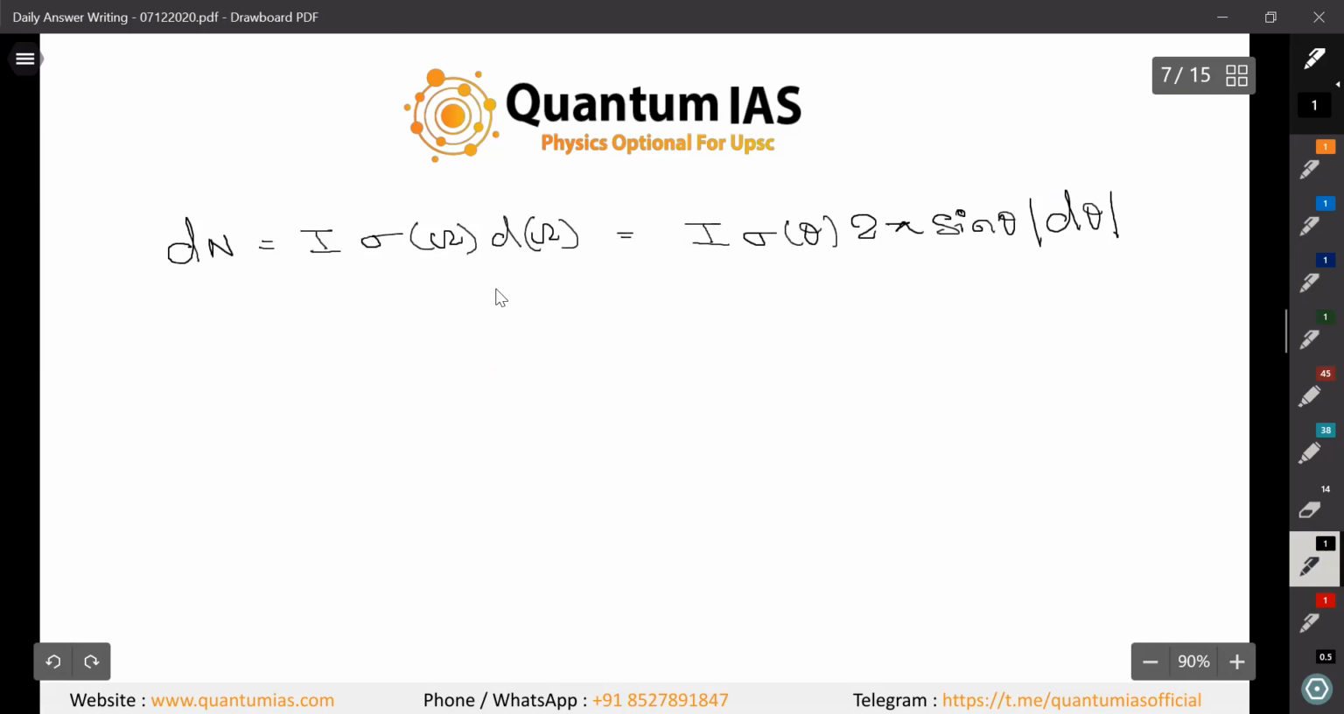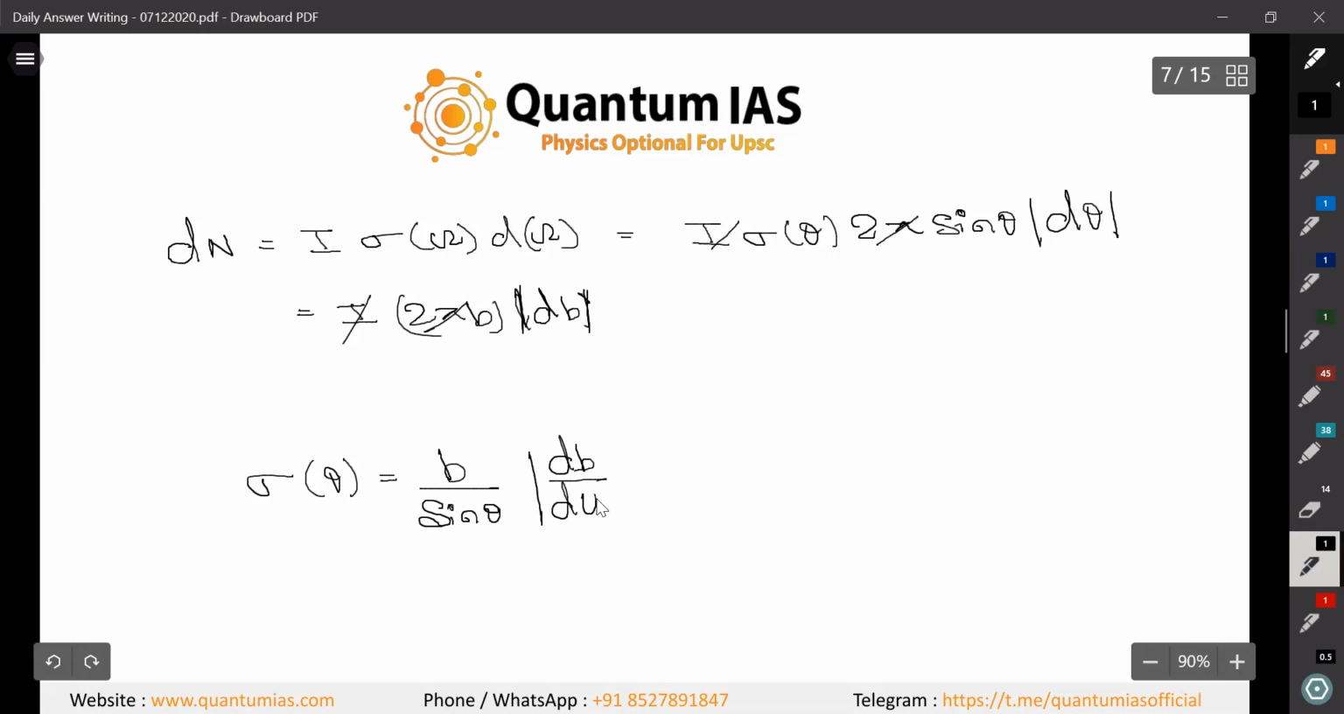Now, from here, it was equal to I into 2 pi b, as we have mentioned there, into mod db. So I and I will get cancelled. We need to find the sigma. 2 pi will get cancelled. So sigma theta will be equal to b by sine theta into db by d theta, or we can simply write it as minus b by sine theta db by d theta.